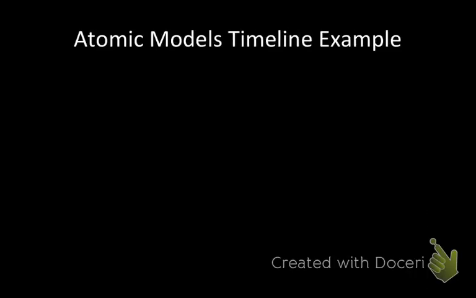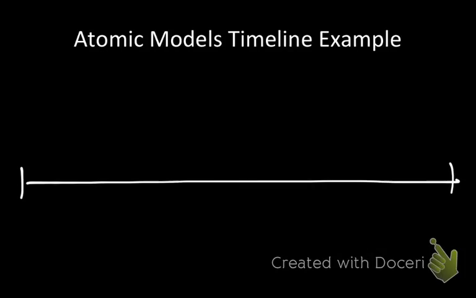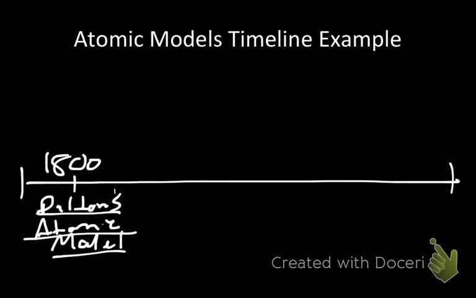But what the heck does that look like? Let's go over that real quick. So here's my example. Timeline has a beginning and an end. And here I'm going to start with one of my favorite models that was made in about the year 1800 by this dude that we've talked about, John Dalton. So I'm going to title this part of my timeline Dalton's Atomic Model.